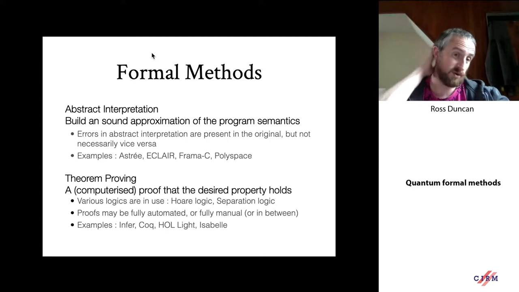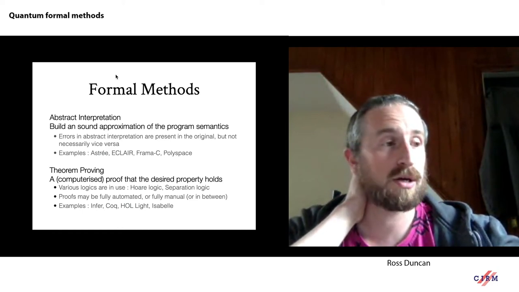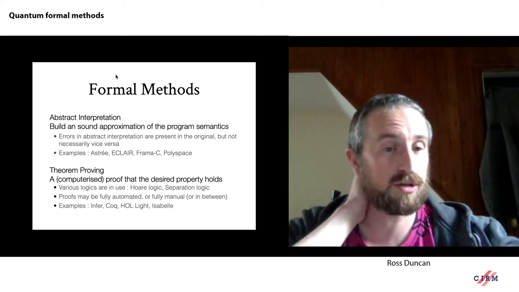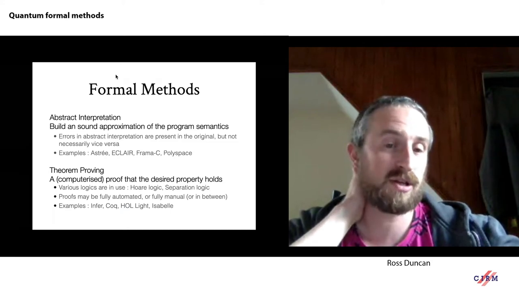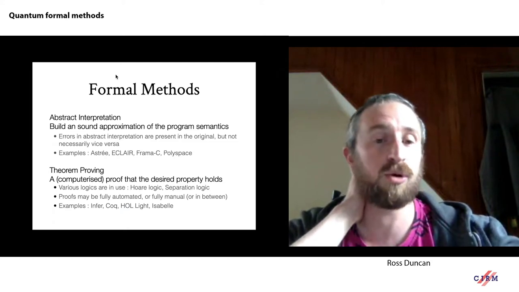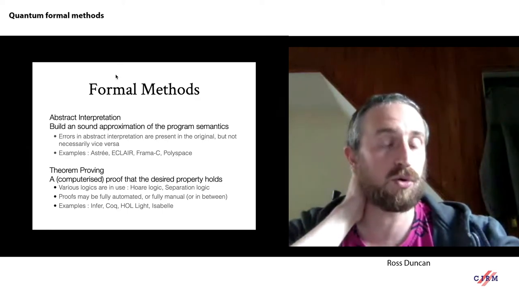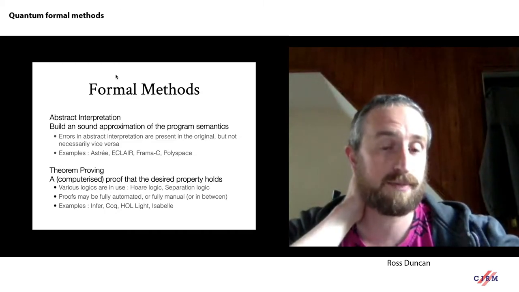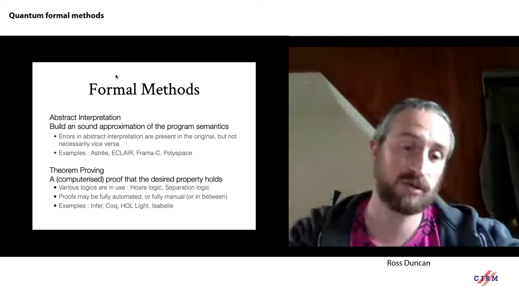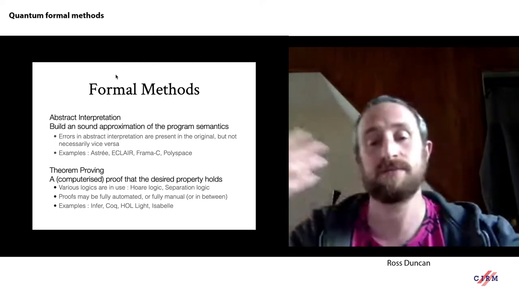And probably the heaviest technique in this arsenal is the approach of theorem proving, where we use a computerized proof, maybe not fully automatic, but a mechanized proof nonetheless, that proves in some logic that the desired property holds. Probably the most famous logic is Hoare logic, which is based on the idea that every statement of your program has a precondition and a postcondition. And what you have to do is to prove that if the precondition holds, then the postcondition holds.